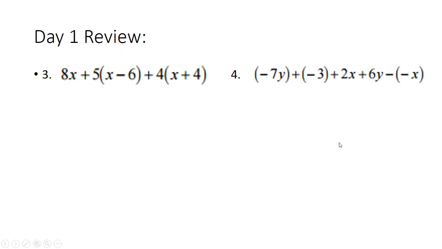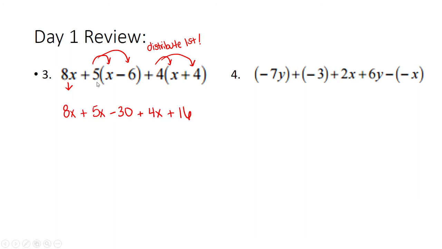Number 3 looks a little bit more challenging, but it's really the same concept. You have two sets of parentheses, so you're going to distribute the positive 5 in front of this first parentheses and the positive 4 in front of this parentheses. The 8x just comes straight down. So when you distribute the positive 5 in front of the first parentheses, you multiply 5 times x, which is 5x, 5 times negative 6, which is negative 30. Then 4 times x, which is 4x, and then 4 times 4, which is positive 16.